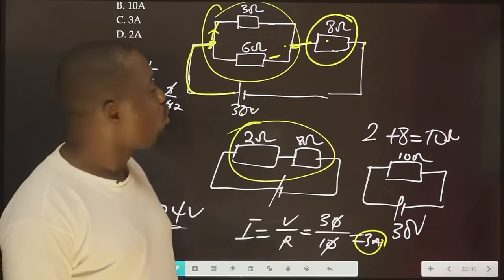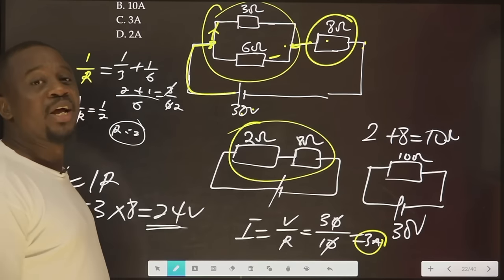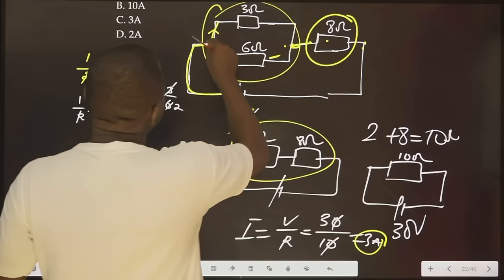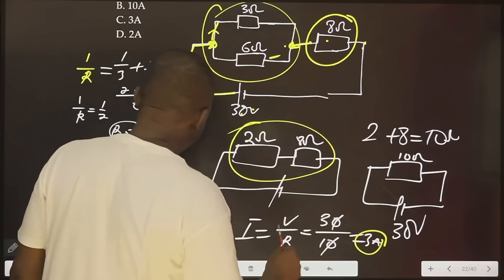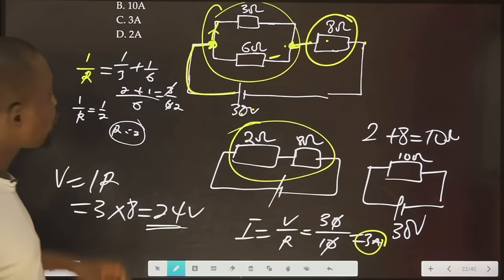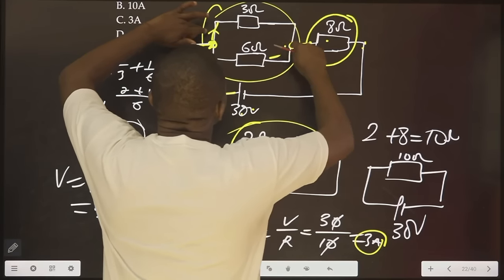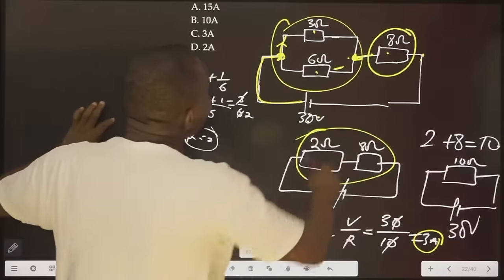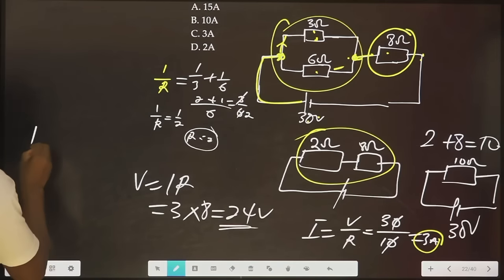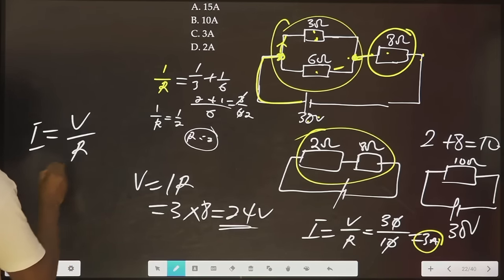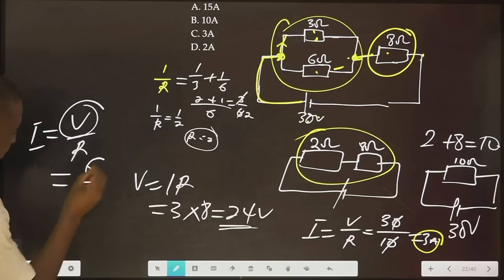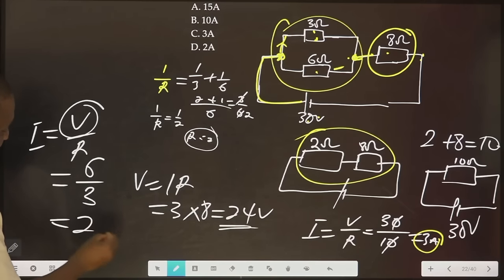What is now remaining? Once you remove 24 from here, 6 will now be remaining for these two, okay? It means these guys are sharing 6 volt. So if you connect 6 volt across here, the voltage of this is 6 volt, and the voltage of this is 6 volt. Now that we know the voltage of this to be 6 volt, to get this current, we say V over R. 6 volt is here, and the R we are given is 3, so here it is 2. The answer is D.